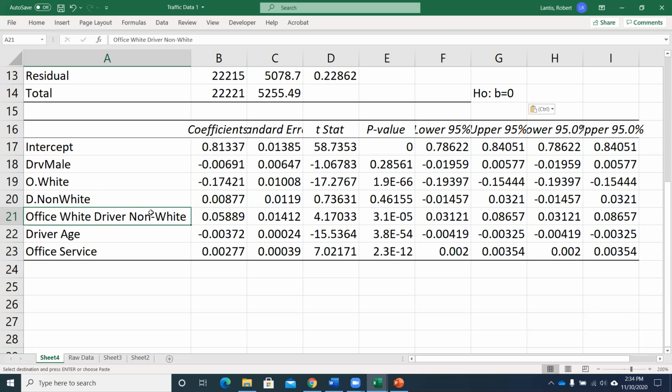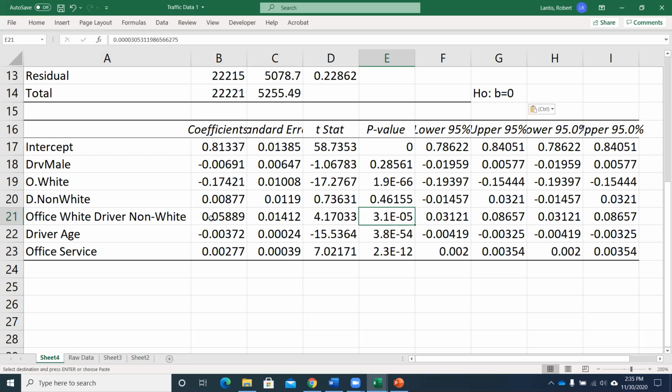Well, when the officer is white and the driver is non-white, that combination, the effect of whether or not a ticket is written increases by about 0.06. And the p-value is 0, so we can say that it's significant, right? So with 99% confidence even, the p-value this low, we could say that the combination of an officer being white and the driver being non-white increases the probability that a ticket is written, right?